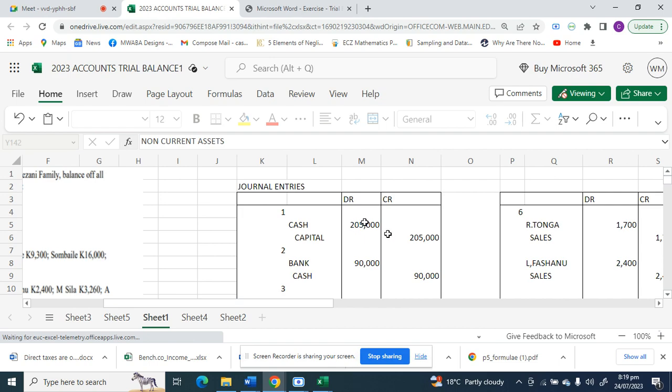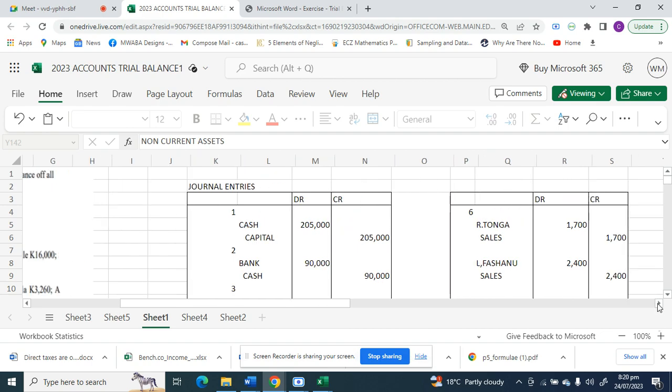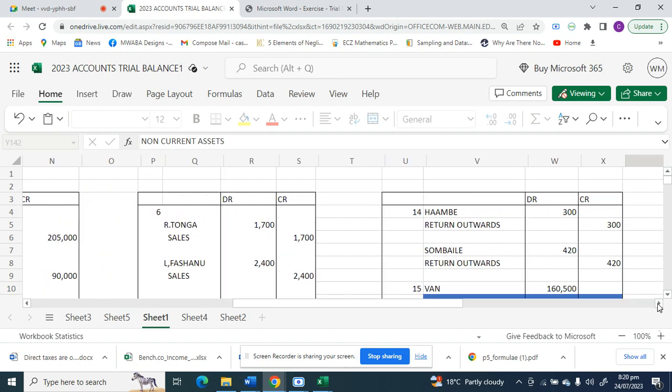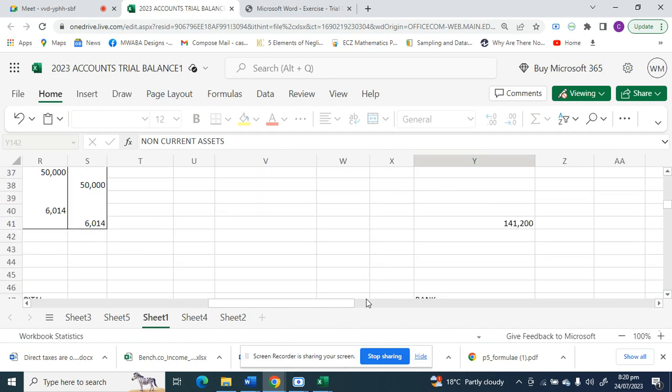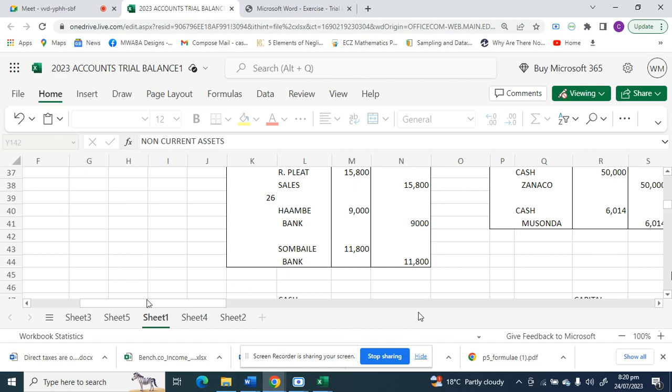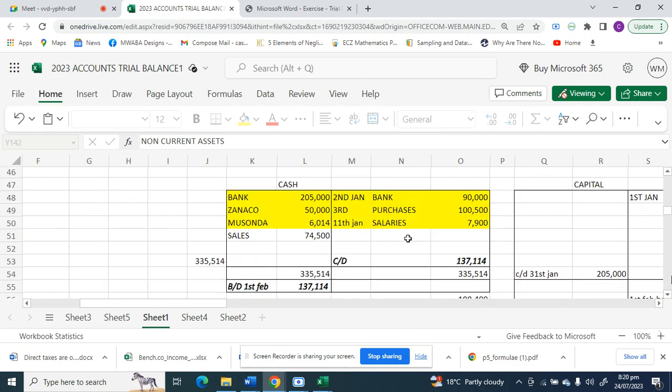Then after you do this journal entry, you're supposed to open the cash account and the capital account. In the cash account, you have the debit balance of 205,000, and in the capital account, you have the credit balance of 205,000. Shouldn't be bank, should be capital here.